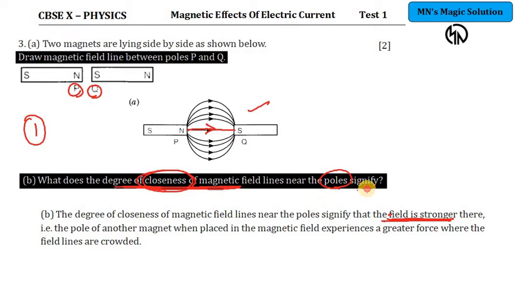So what does it signify? It signifies that the field strength is stronger near the poles. Field strength is stronger near the poles, that is what the degree of closeness signifies. Specifically, writing that the magnetic field strength is stronger or larger gets 1 mark. So totally 2 marks for this question.